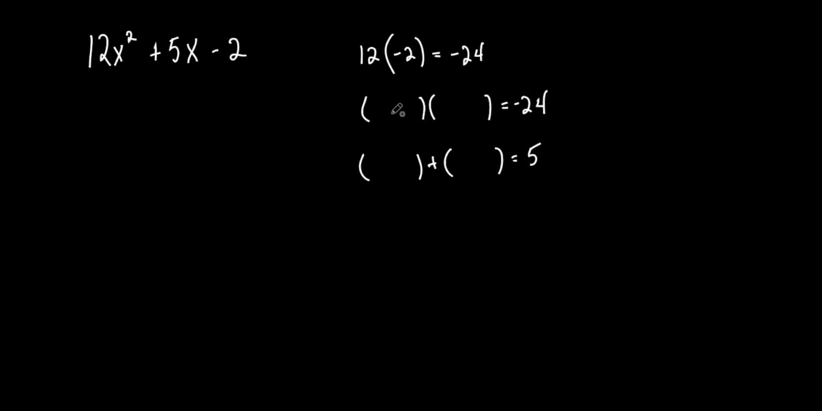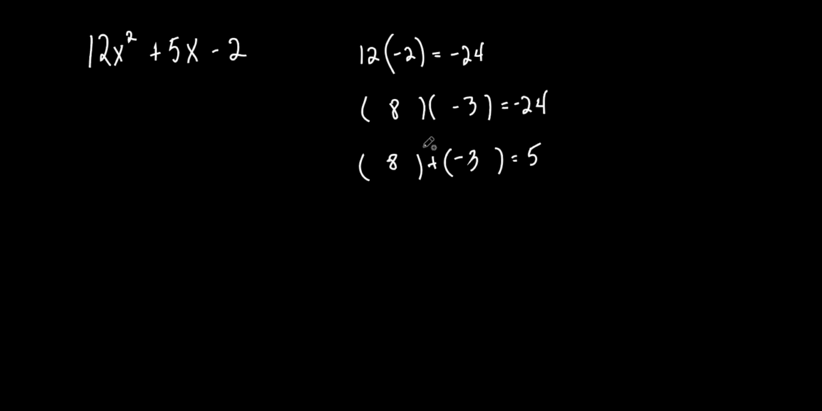So think of some numbers. What times what is negative 24? And those same two numbers come out to be a positive 5. 8 and 3, right. So positive 8 and what? Negative 3. All right. Positive 8 and negative 3. You with me? Do you agree that that works? All right. Negative 3. Everybody good?